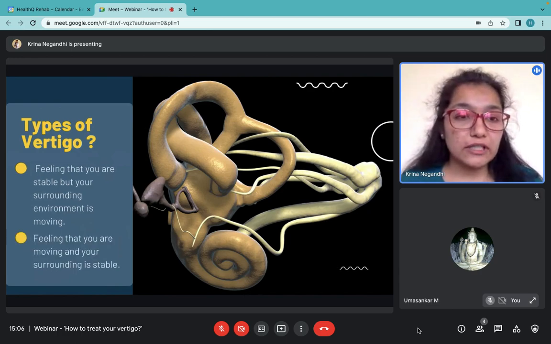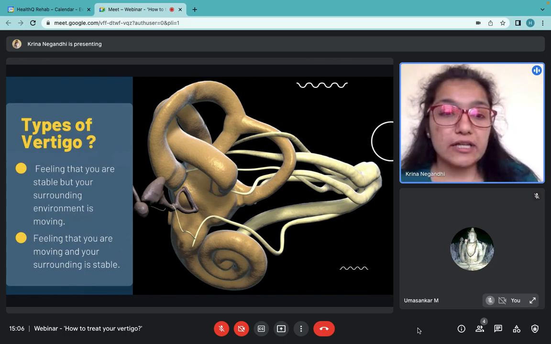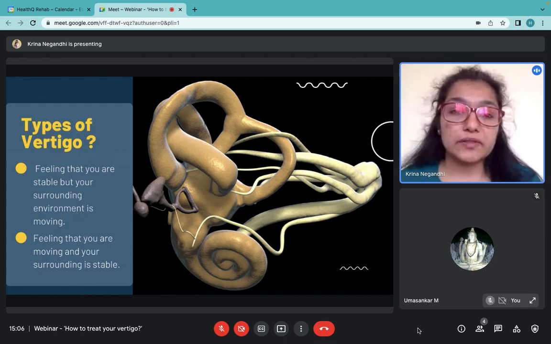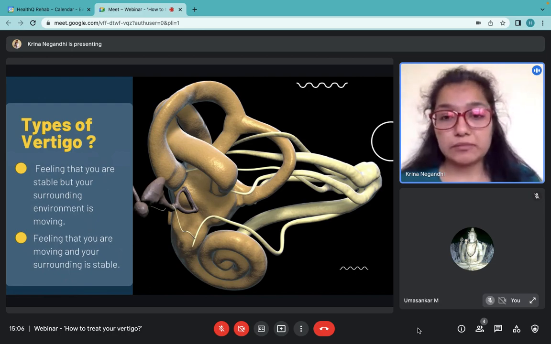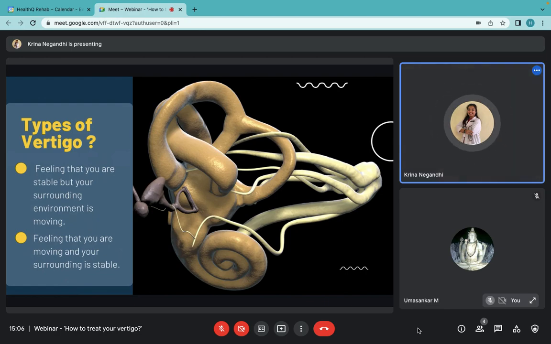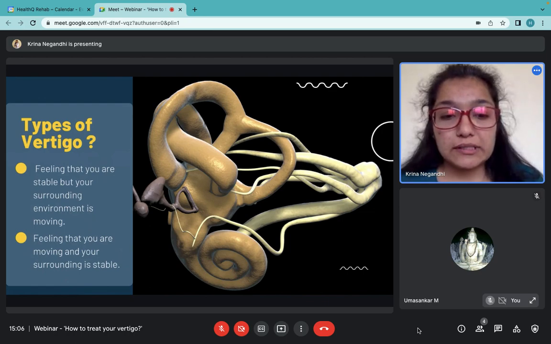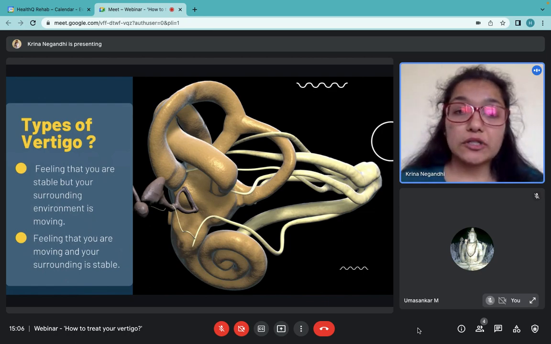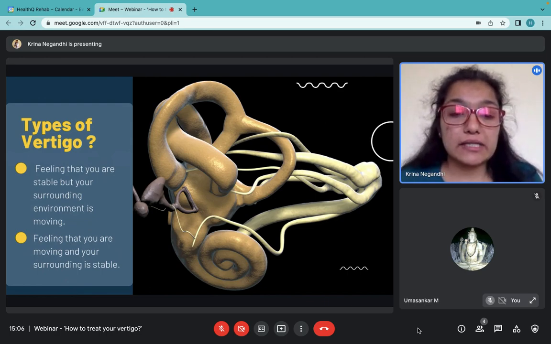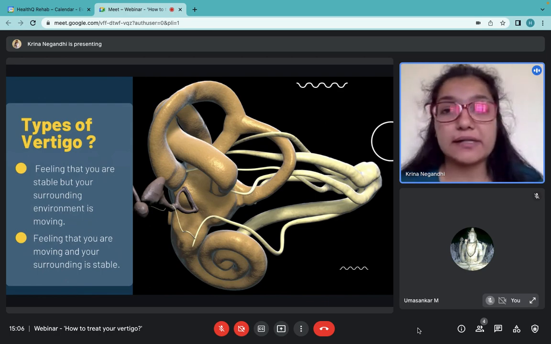Vertigo is basically divided into two types. In one, the person feels that they are stable, but their surrounding is moving. In the other type, the person feels that they are moving with respect to the surroundings, which are stable. The person who is themselves moving in a stable environment is the true vertigo.